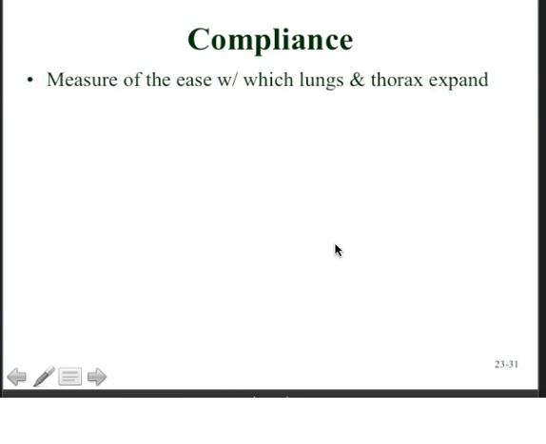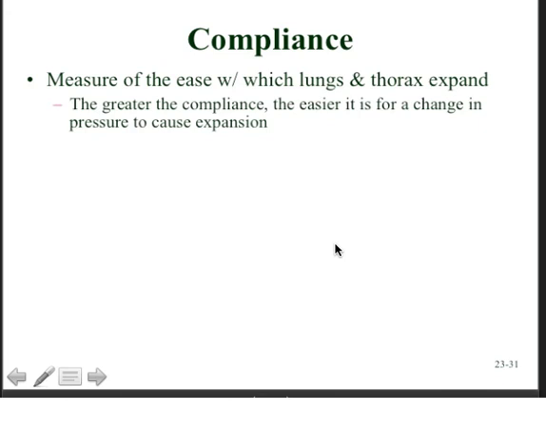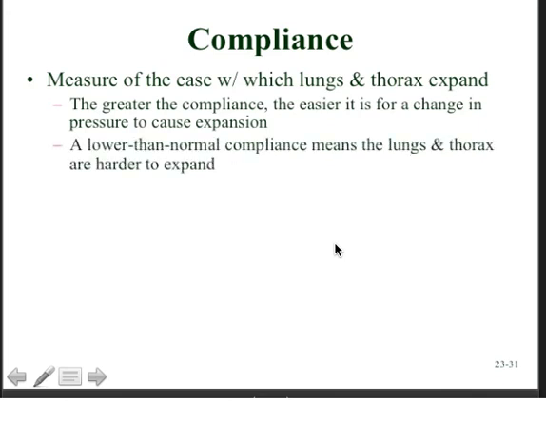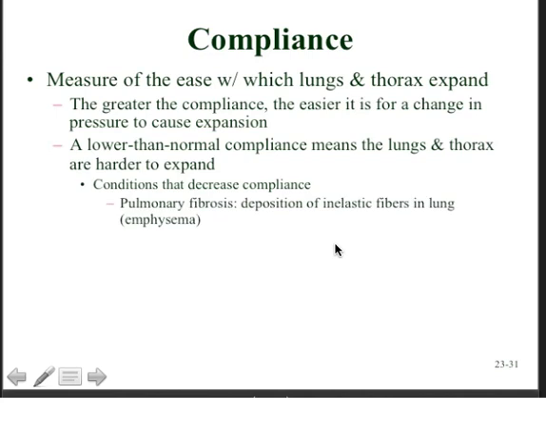Compliance is the measure of the ease with which the lungs stretch and contract. The greater the compliance, the easier it is for a change in pressure to cause expansion. A lower than normal compliance means that the lungs and thorax are harder to expand. Conditions that decrease compliance include pulmonary fibrosis, which is basically scar tissue in the lungs, pulmonary edema, which is fluid in the lungs, and respiratory distress, which could be the result of lack of surfactant.